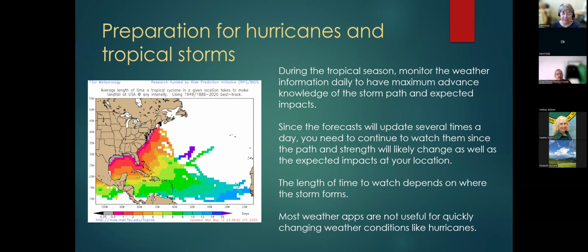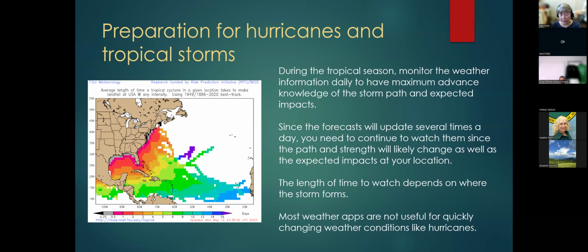So during the tropical season, you're going to want to watch the weather every day, at least once a day. When it gets closer, you're probably going to want to watch it more often because even small changes in the track path can make huge differences in the weather you get. If the eye is 50 miles closer to you versus 50 miles farther away, it's going to make a huge difference in what you see. So you're going to have to keep watching those and what the impacts are likely to be.